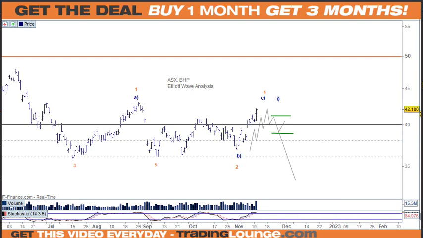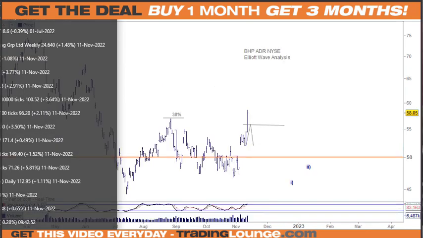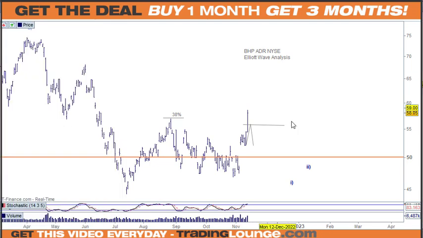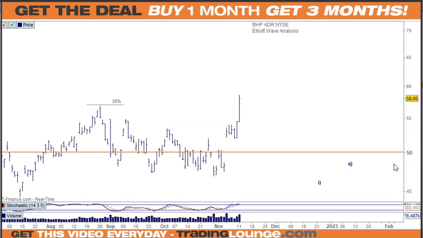BHP. So let me just have a look at the ADR for that. It's really moved up quite strong, doesn't it? Very bullish at that point, sort of beyond the 5 wave thing that we're looking at, really.